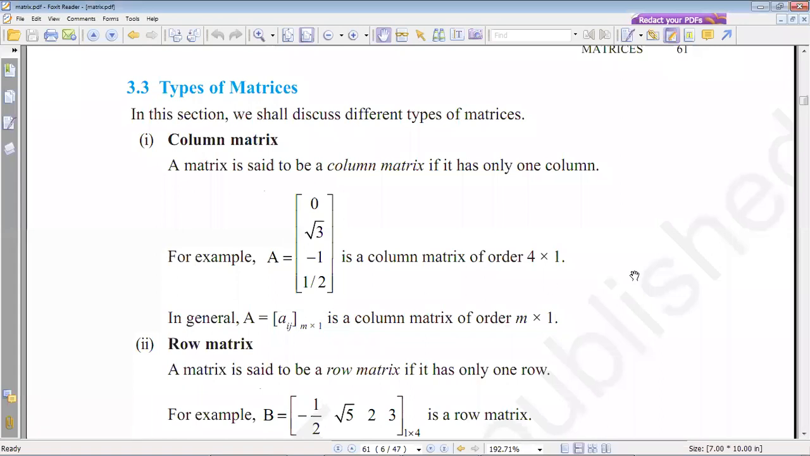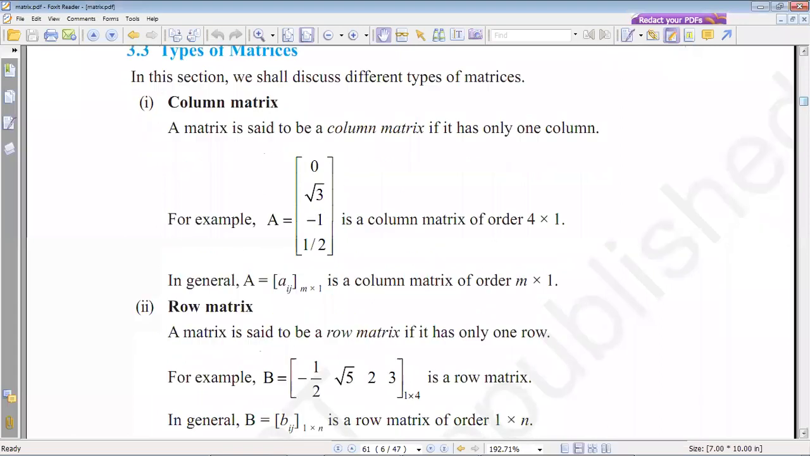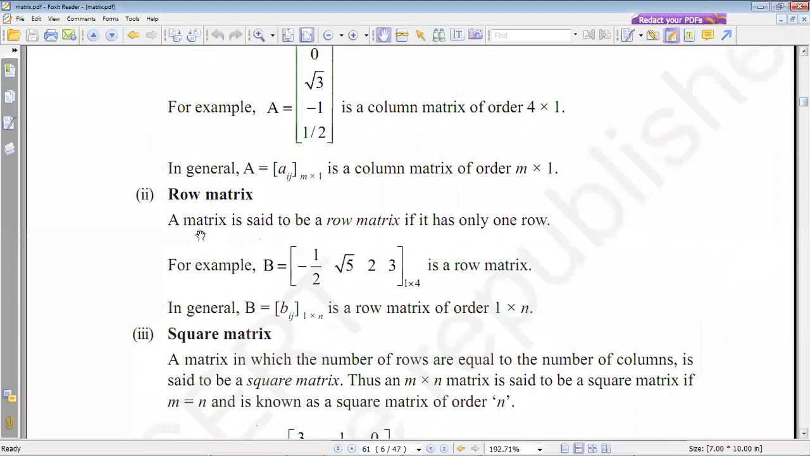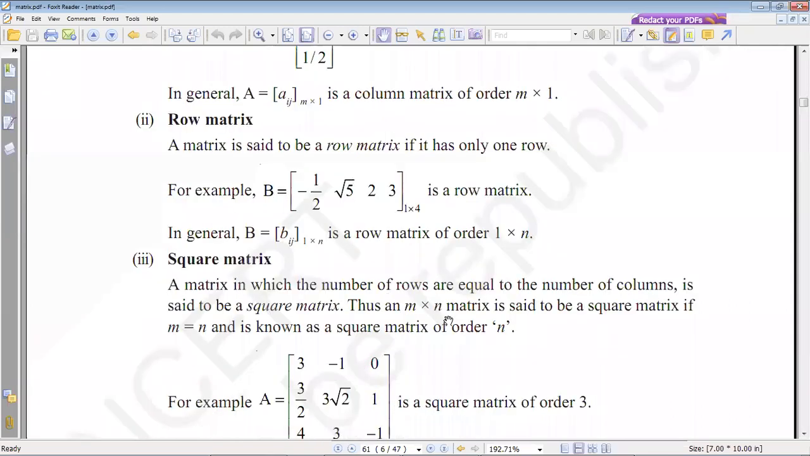Similarly, what is a row matrix? If a matrix has only one row, then the matrix is called a row matrix. If it has only one column, then it is called a column matrix. And if it has only one row, then it is called a row matrix. Clear?